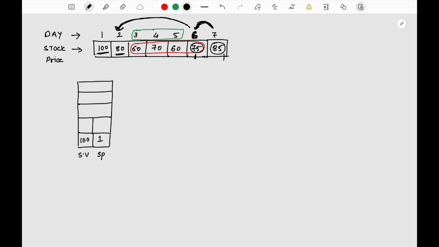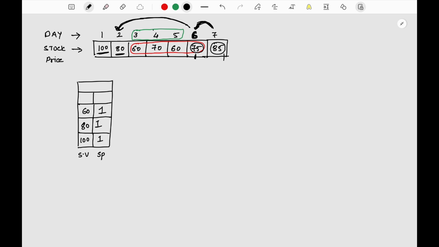Then we have 80. Similarly, for 80, span is 1. Then we have 60, right? For 60 also the span will be 1, right? We will always compare with the top of the stack and see if the value is smaller than or equal to the current value or not. So which is not the case.